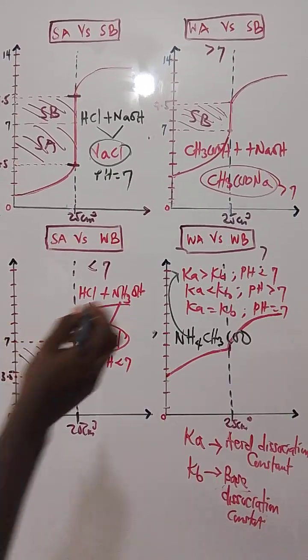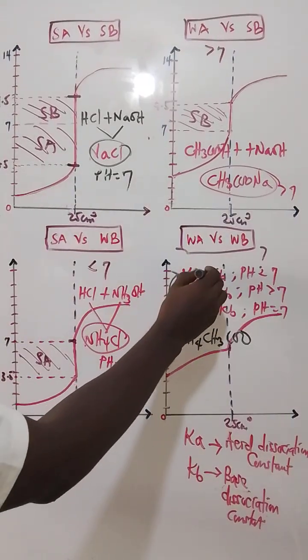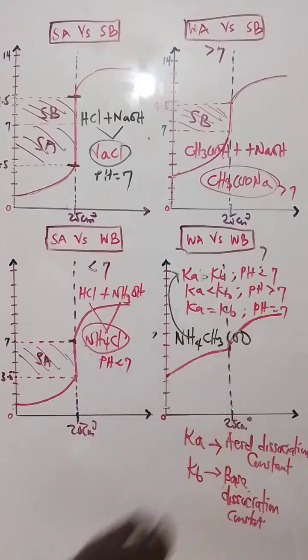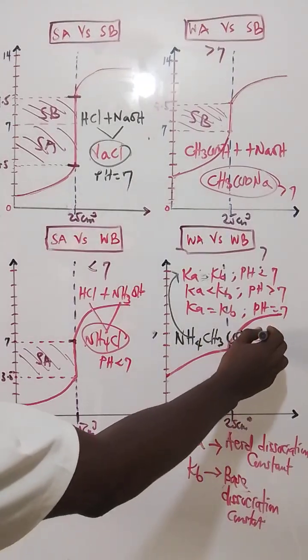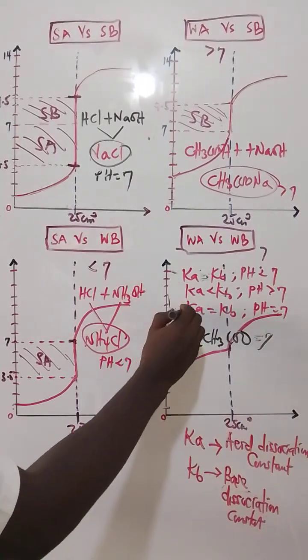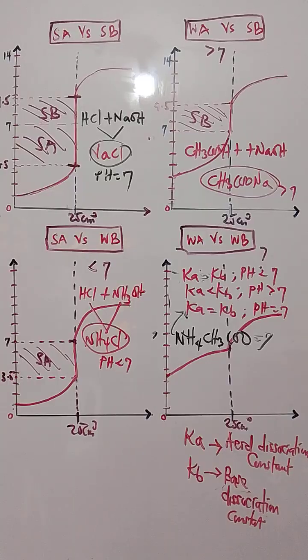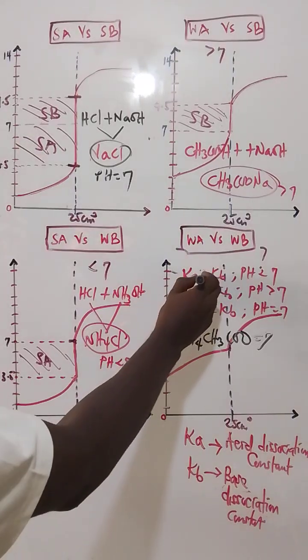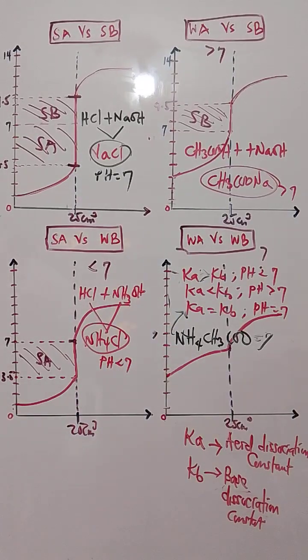But before that, further study shows that the Ka and Kb of these two are very close. So the pH is actually 7. So it's under this case. Although Ka is slightly more than Kb, in this case they are almost the same thing. So it will have a pH of 7.